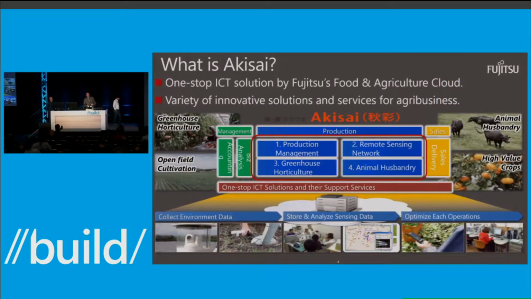So we have worked with Microsoft over the last few years on a specific proof of concept around production of lettuce. I'll show you that in just a little while. This is part of a total Fujitsu solution known as Akasai. It's a one-stop shop information and communication solution in the food and agriculture area. We've been doing production management control, greenhouse work, which is where the lettuce comes from, a full remote sensing network of IoT sensors out there, and then animal husbandry.